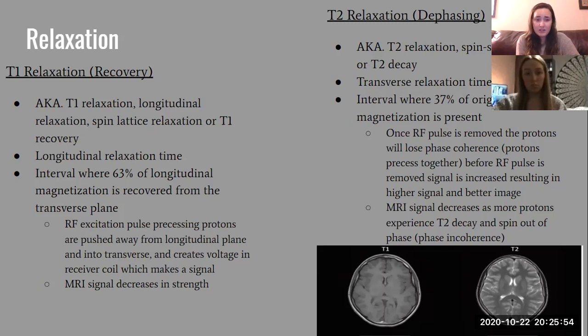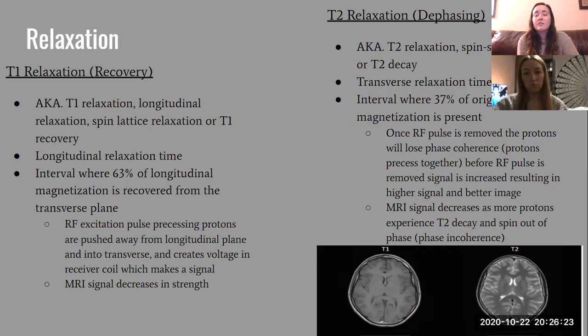Longitudinal relaxation time is an interval where 63% of longitudinal magnetization is recovered from the transverse plane. With the RF excitation pulse, precessing protons are pushed away from the longitudinal plane and into the transverse. This creates a voltage in the receiver coil, which makes a signal. The MRI signal then decreases in strength.